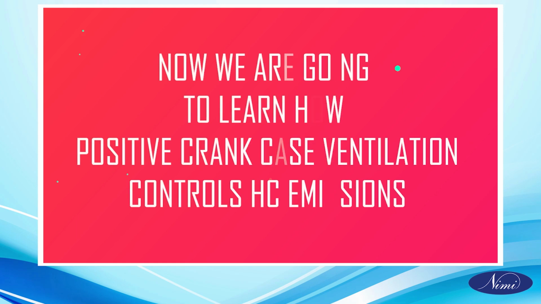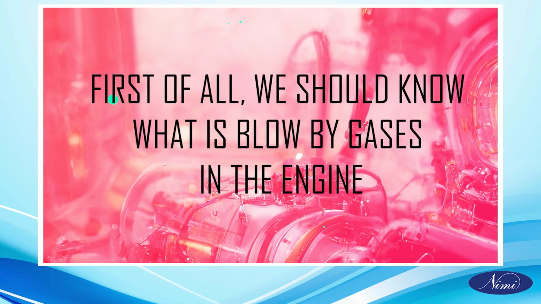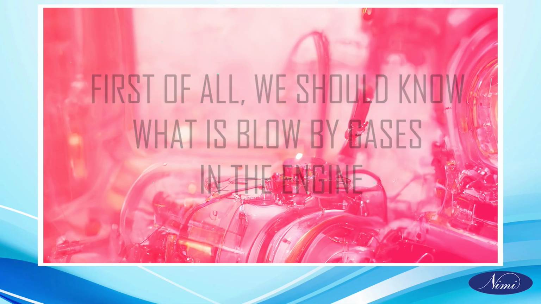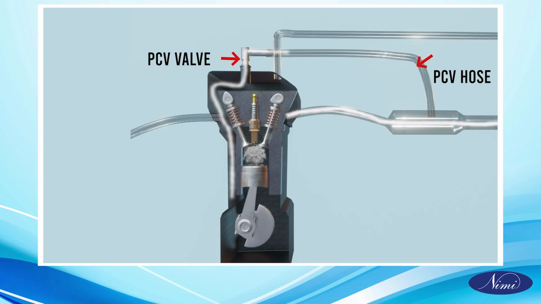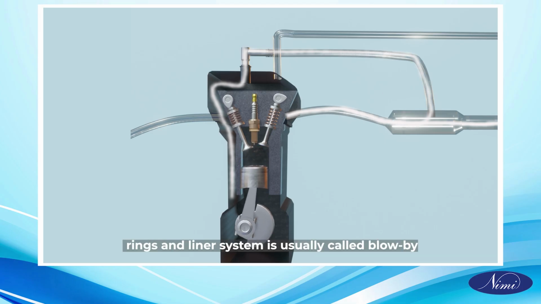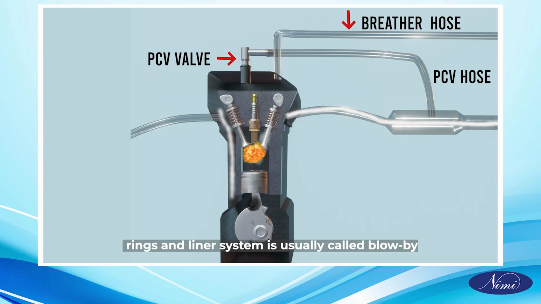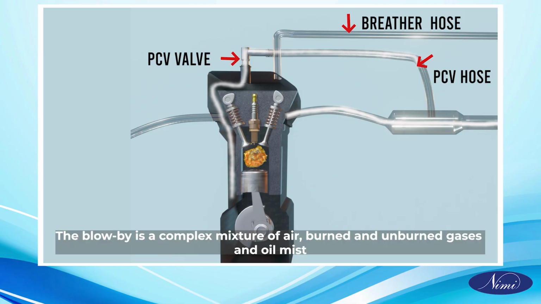Now we are going to learn how positive crankcase ventilation controls HC emissions. First of all, we should know what blow-by gases in the engine are. In reciprocating internal combustion engines, the gas that leaks at the piston, rings, and liner system is usually called blow-by. The blow-by is a complex mixture of air, burned and unburnt gases, and oil mist.